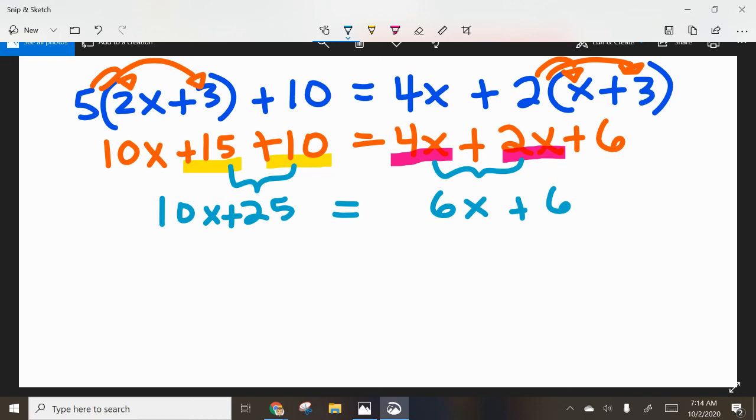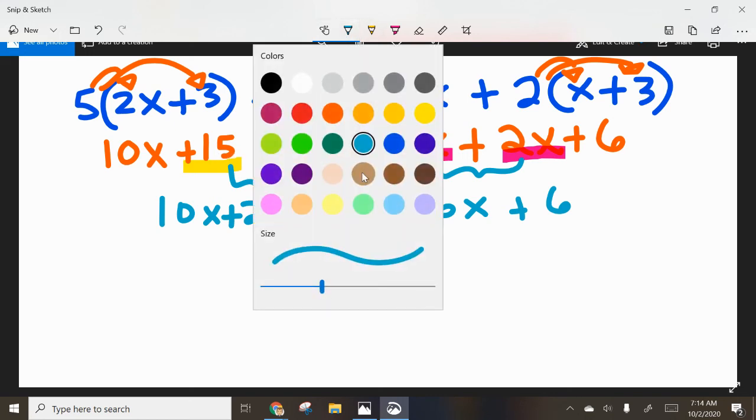And let's just talk about what we did again. We distributed property. That wasn't too difficult. We handled our parentheses first. And then we handled our like terms. We combined like terms. Okay. Now let's go ahead and finish the problem. What'd you get?